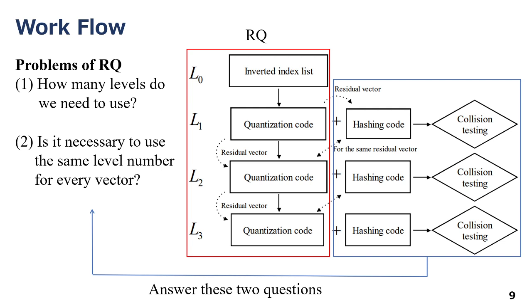How do we determine the length of code reasonably, and is it necessary to generate a code with the same length? It's hard to answer these two questions for the original RQ, but if we introduce the idea of LSH, we can answer them. From the workflow of the proposed method on the right-hand side, we can see that compared with RQ, we need to additionally compute the hash code of the residue vector on each level.